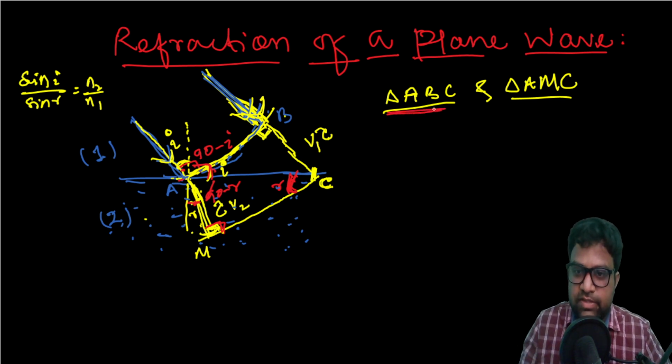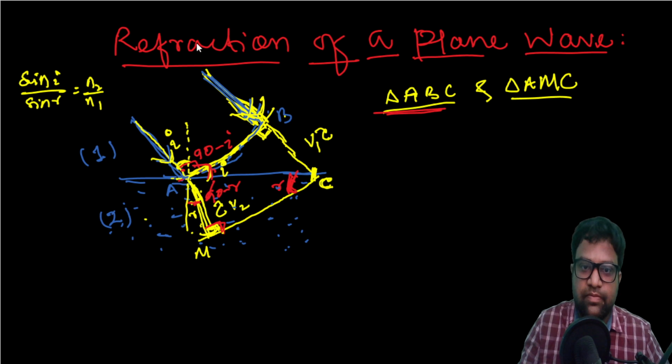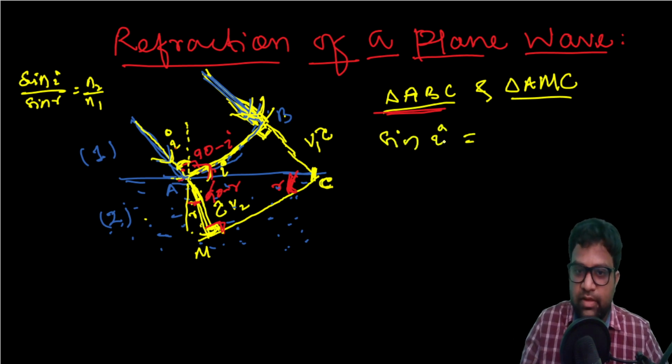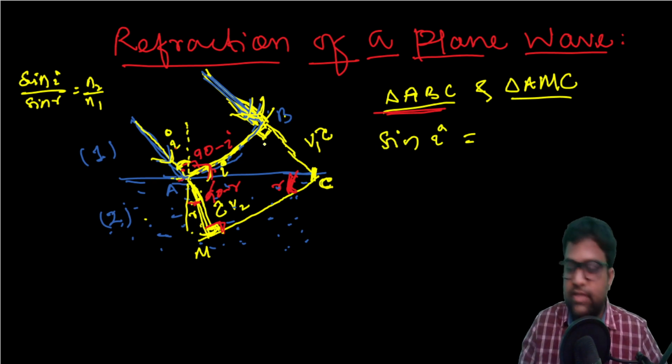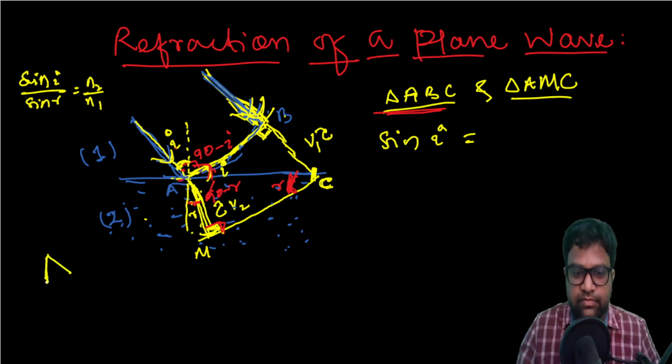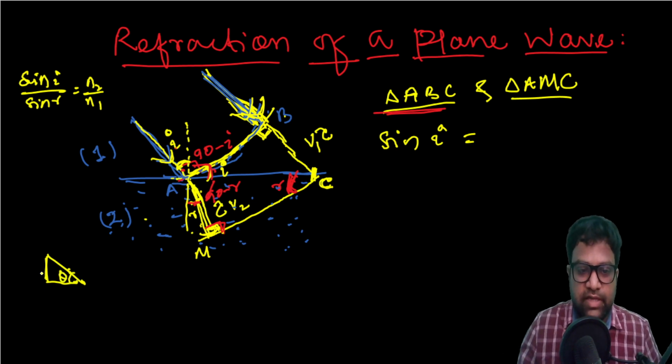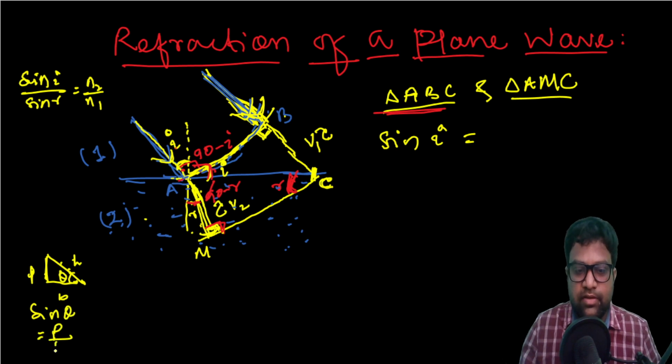So in triangle ABC, look at triangle ABC. It's a right angle triangle. This is I. So what will be sin I? In triangle ABC, sin I is sin theta. What is sin theta in a right angle triangle? In a right angle triangle, if this is theta, your sin theta is P by H. This is perpendicular, this is H. P by H is sin theta. Okay, so P by H.